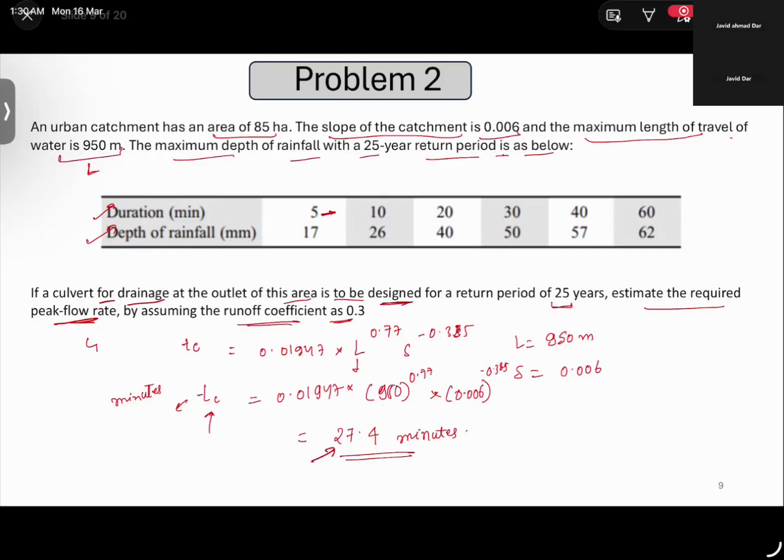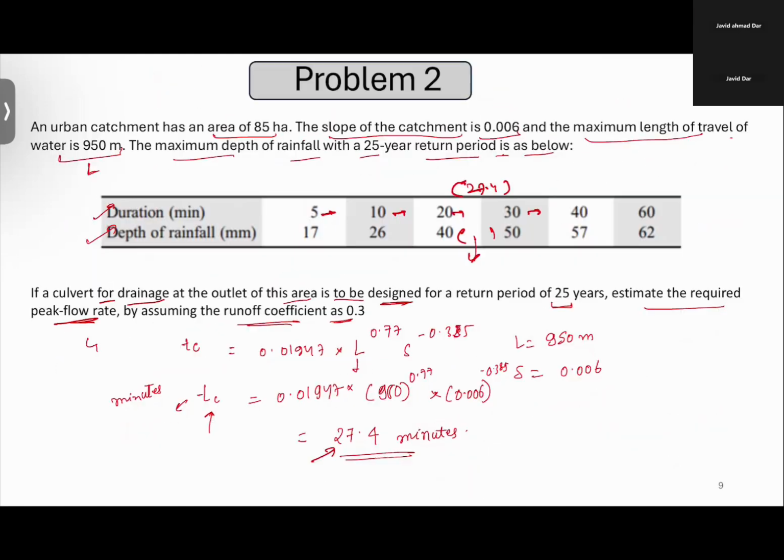So you are given the durations 5, 10, 20 and 30. So 27.4 will be lying between 20 and 30. We need to find the corresponding rainfall depth first. This can be found by using the interpolation method. So you have the values 5, 10, 20, 30 for time, and on the rainfall side, you have the values 20, 26, 40 and 50. Your 27.4 lies here, and we need to find the rainfall here. Let's say the value is Y. This can be found using simple linear interpolation.